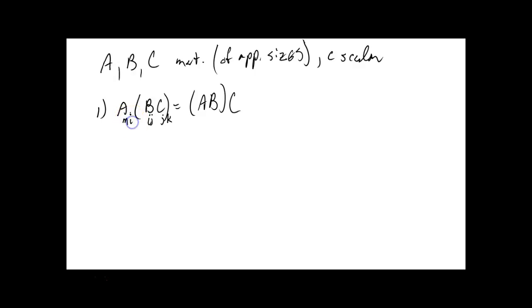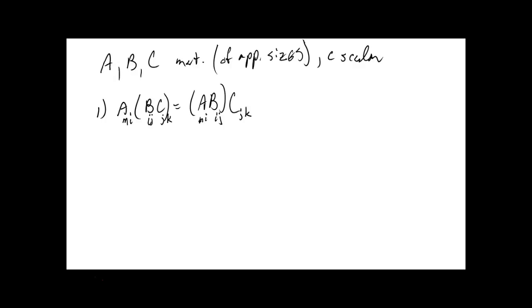Nope. Gotta be an I. You see why? The product of these two is going to be IJ. So in order to multiply by A, the second one here has to be the same as the first one there. So that's going to be an I. That's why we said of the appropriate sizes, okay? You can't just throw any matrices up there. They have to have the right sizes. Okay, now that we've chosen them, let's see if this makes sense. A, you chose to be an MI, and B, you chose to be an IJ, and C, you chose to be a JK, okay?